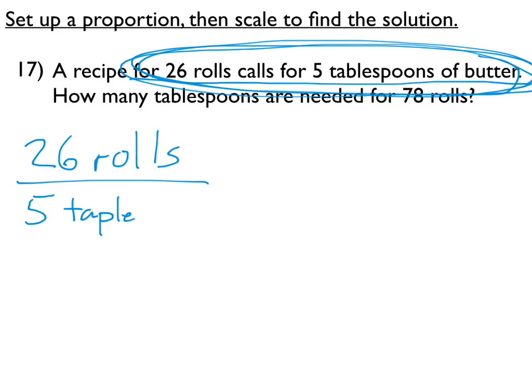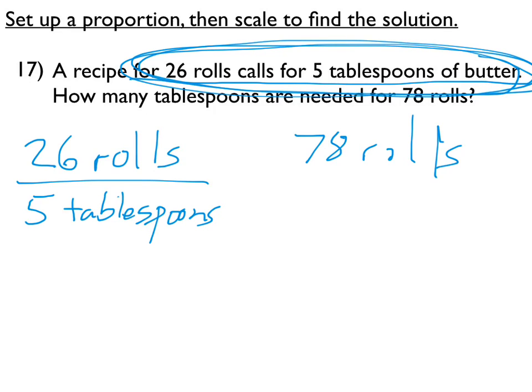And I spelled it incorrectly. Hold on here. Tablespoons of butter. 26 rolls for 5 tablespoons of butter. That's a ratio. What we're trying to figure out is if we have 78 rolls, how many tablespoons of butter do we have or do we need?